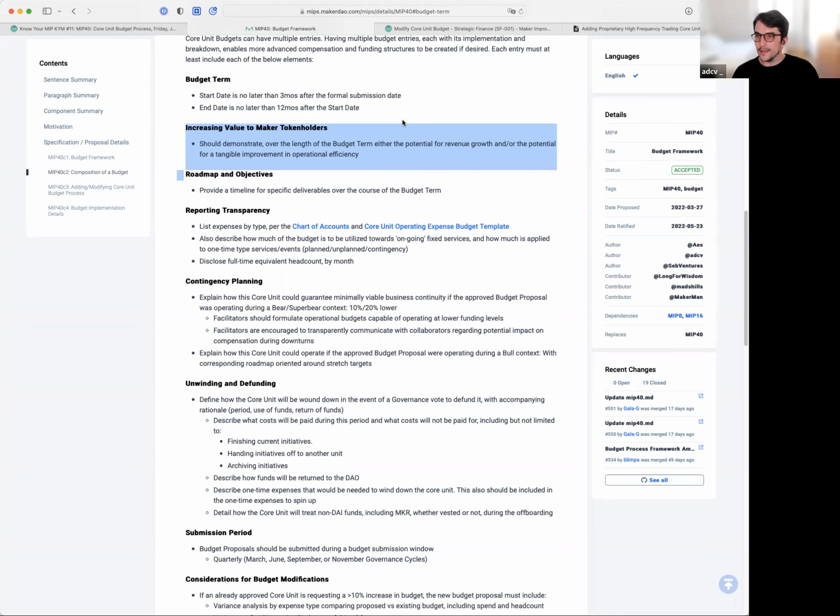The overarching aim is to try to get people to think through a return on investment standpoint. We're trying to break it down in a very simplistic and reductive way into revenue growth, or the potential for a tangible improvement in efficiency. Now, it's obvious that all of the core units will fall in at least, yes, Tim.